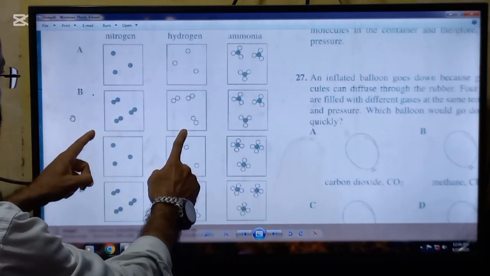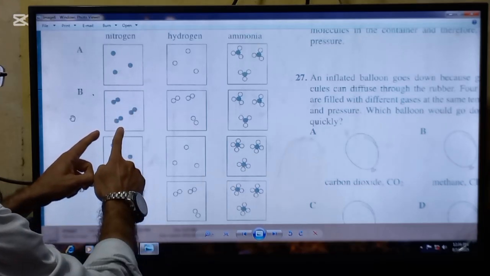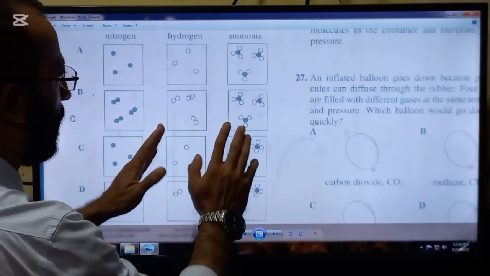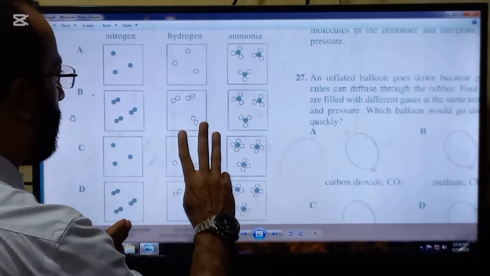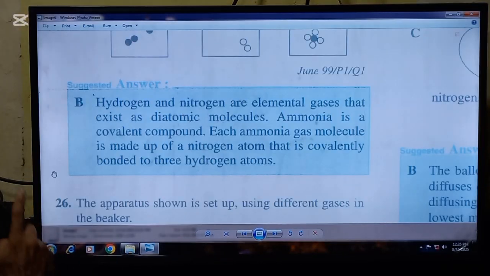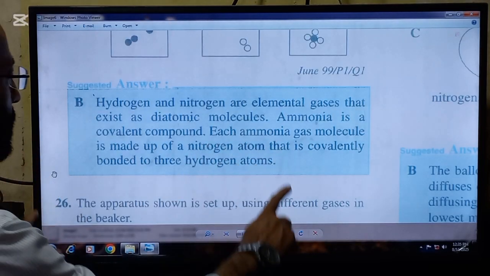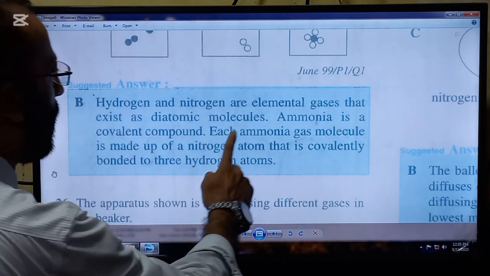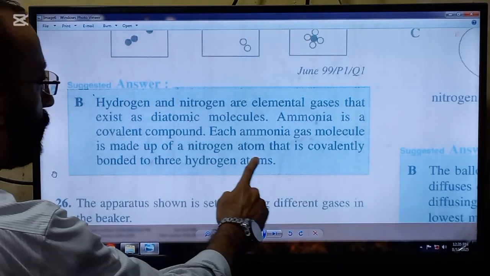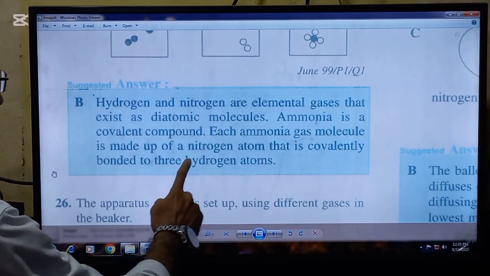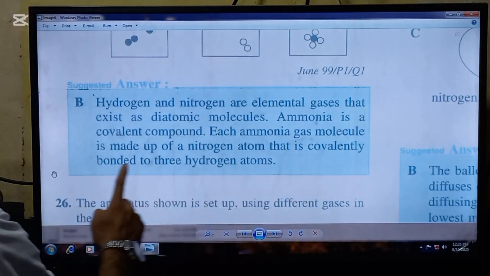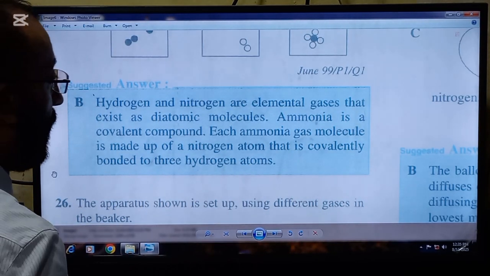So B part is the answer, because nitrogen is found in diatomic form, hydrogen as well, and ammonia is containing 1 nitrogen atom and 3 hydrogen atoms. So B part will be the answer, and here is the explanation. Hydrogen and nitrogen are elemental gases that exist as diatomic molecules. Ammonia is a covalent compound. Each ammonia gas molecule is made up of the nitrogen atom that is covalently bonded to 3 hydrogen atoms.